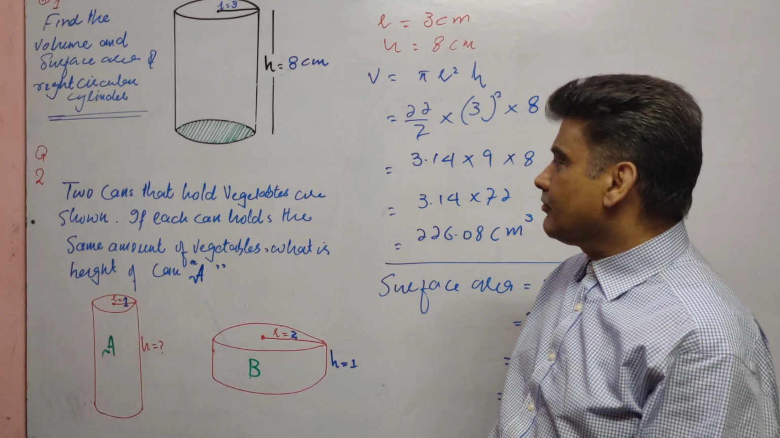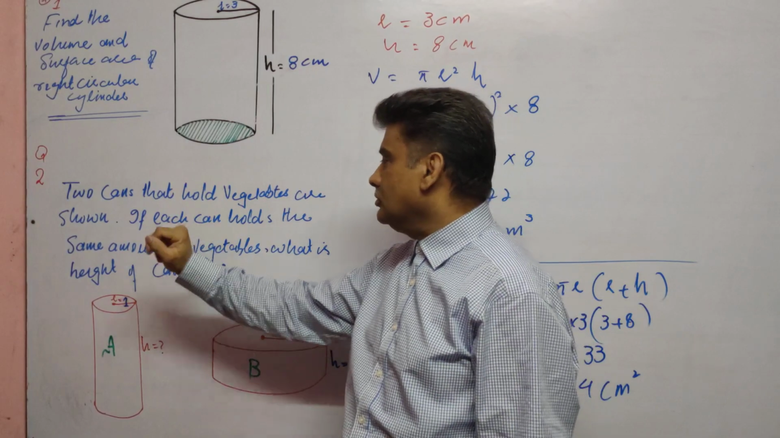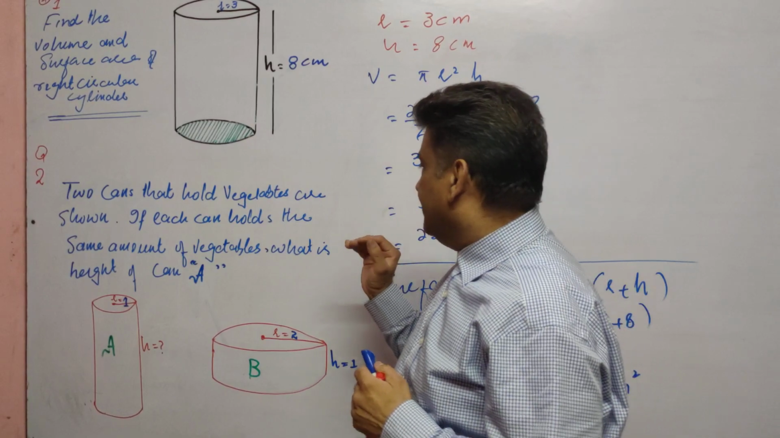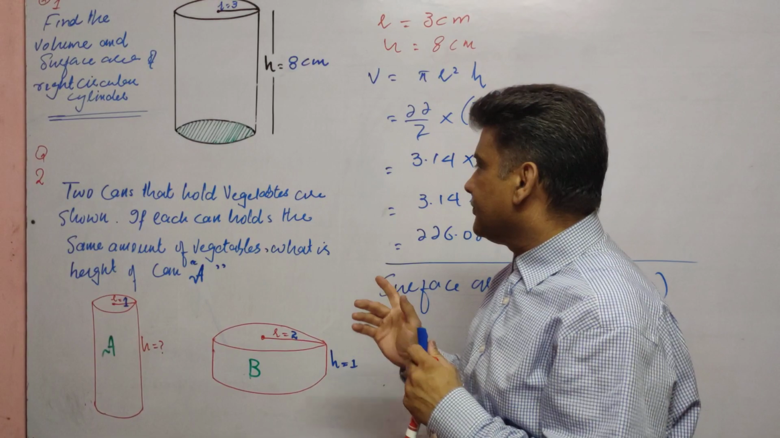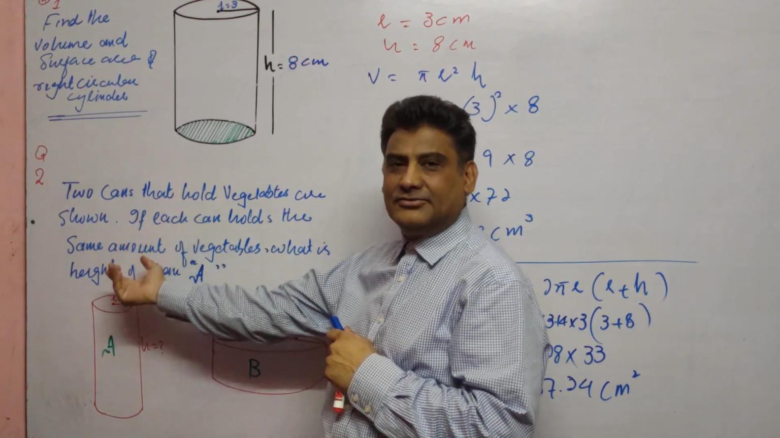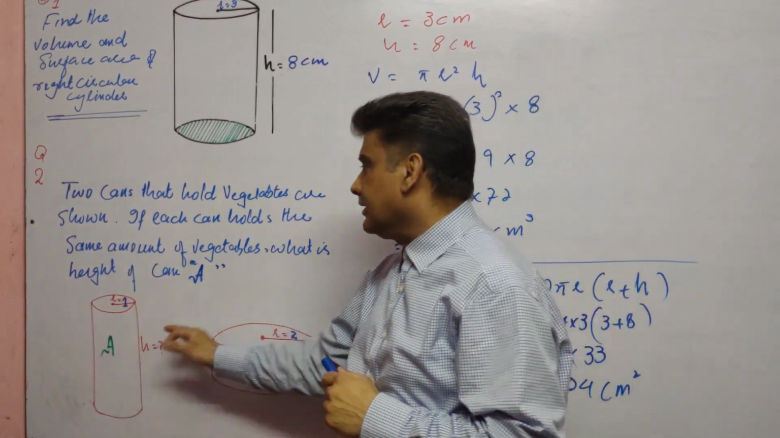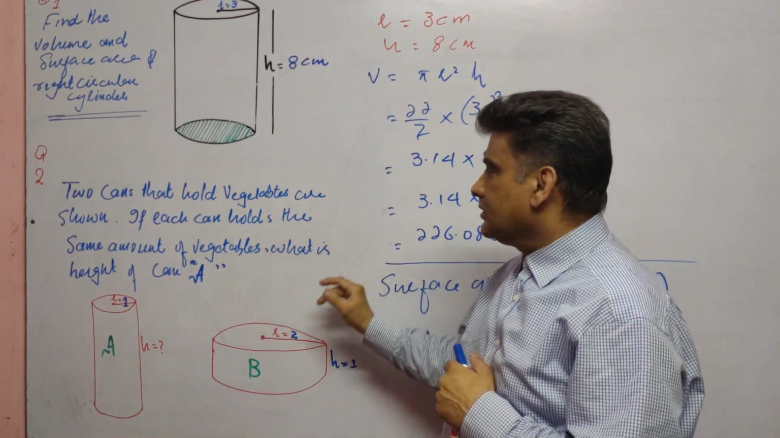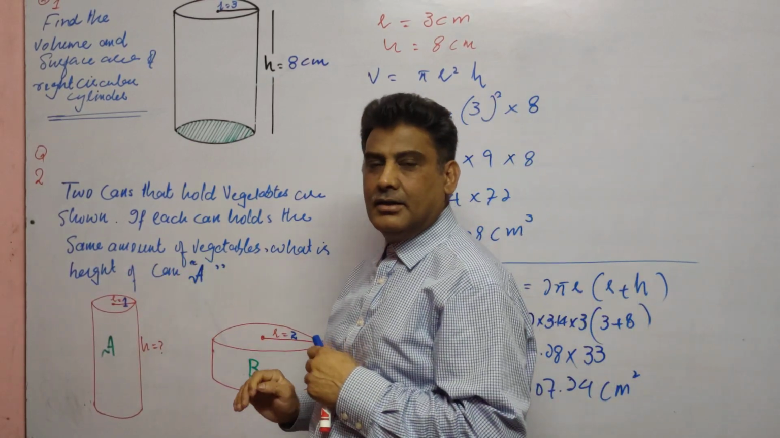In this question, two cans that hold vegetables are shown. I mean to say we have two cans with the same quantity contained in both cans. Both cans contain the same quantity of vegetables, can A and can B. If each can holds the same amount of vegetables, what is the height of A?